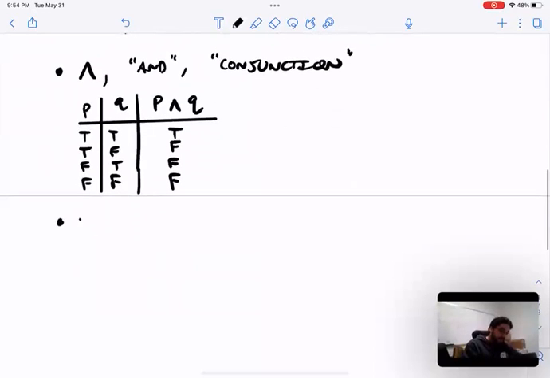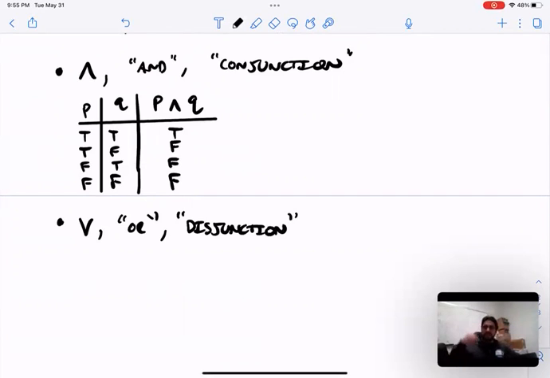There's also the operation or, which is also called disjunction sometimes. And it's written with this upside down symbol. It's like and, but upside down.